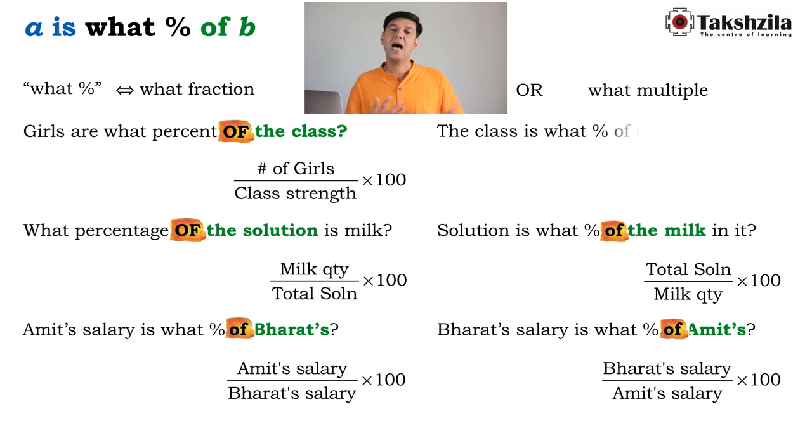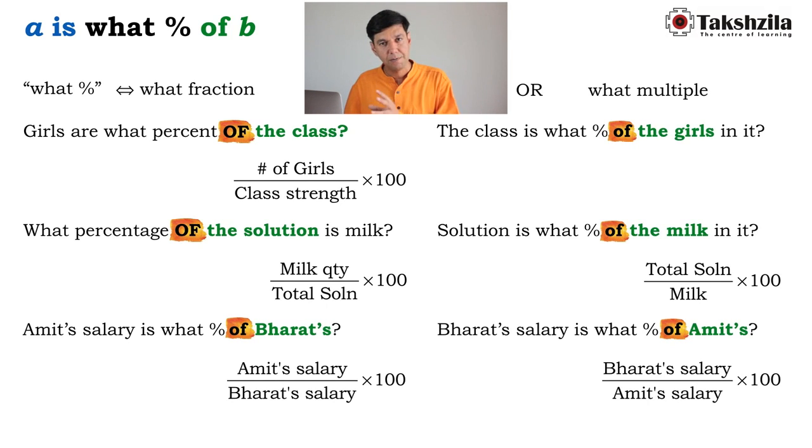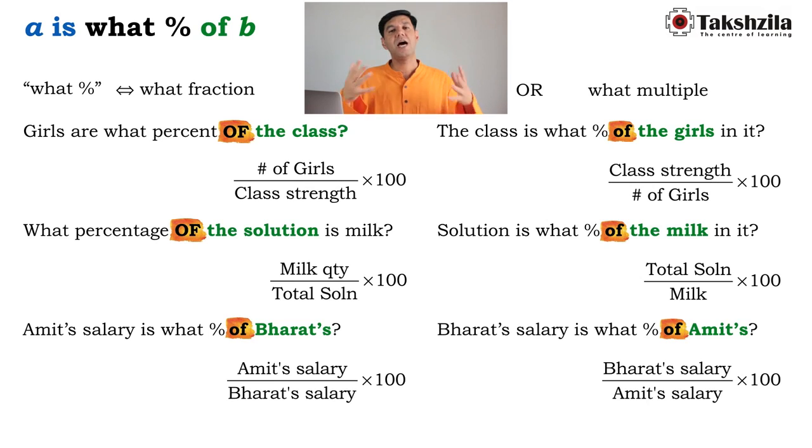Similarly, I might ask the class is what percentage of the girls. So please be careful. Don't go with a preconceived notion that it is always girls over class, right? The class is what percentage of the girls. Focus on of the girls. Girls will be the base. Class is being compared. So class has been asked as what multiple of girls. Class divided by girls. Hope you have got this.